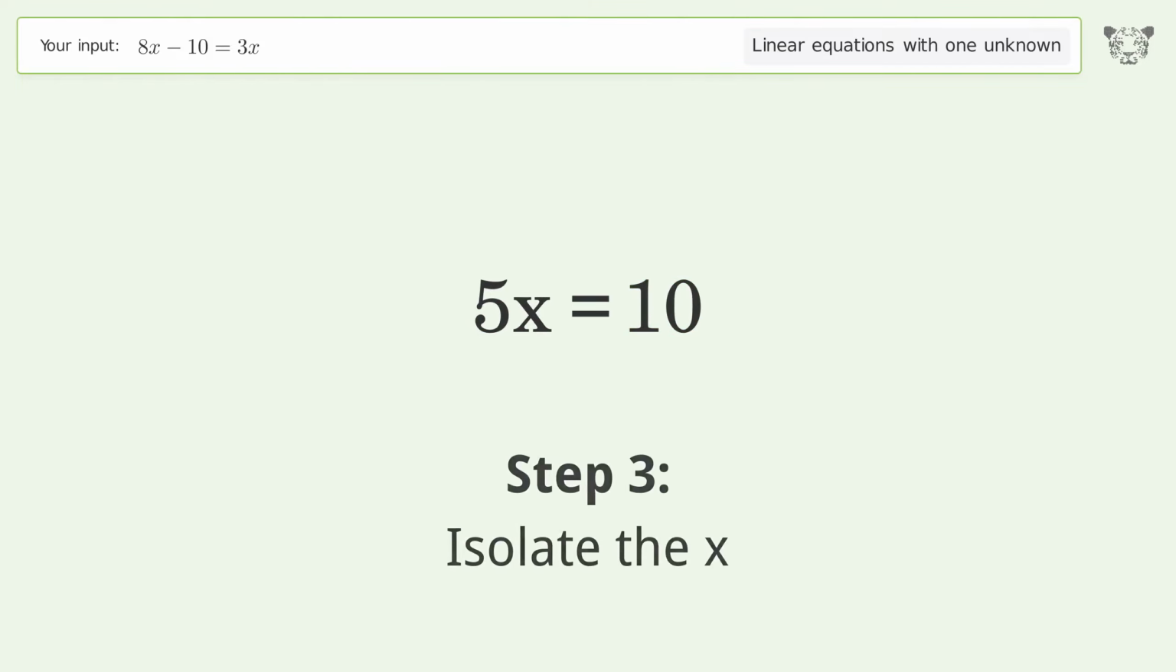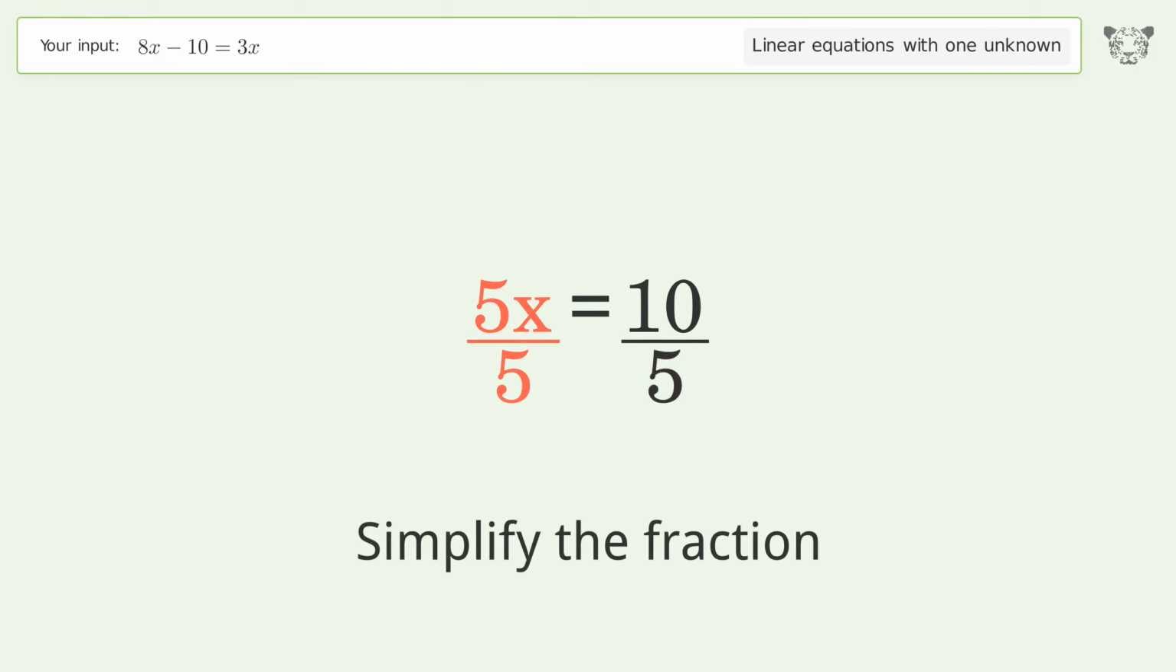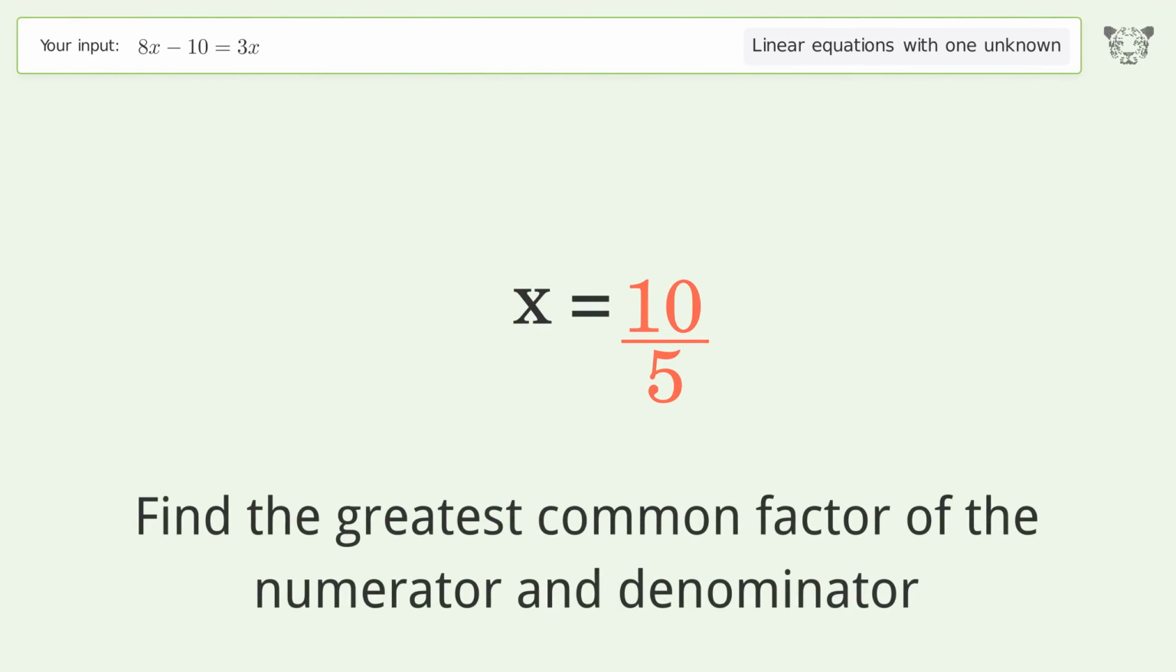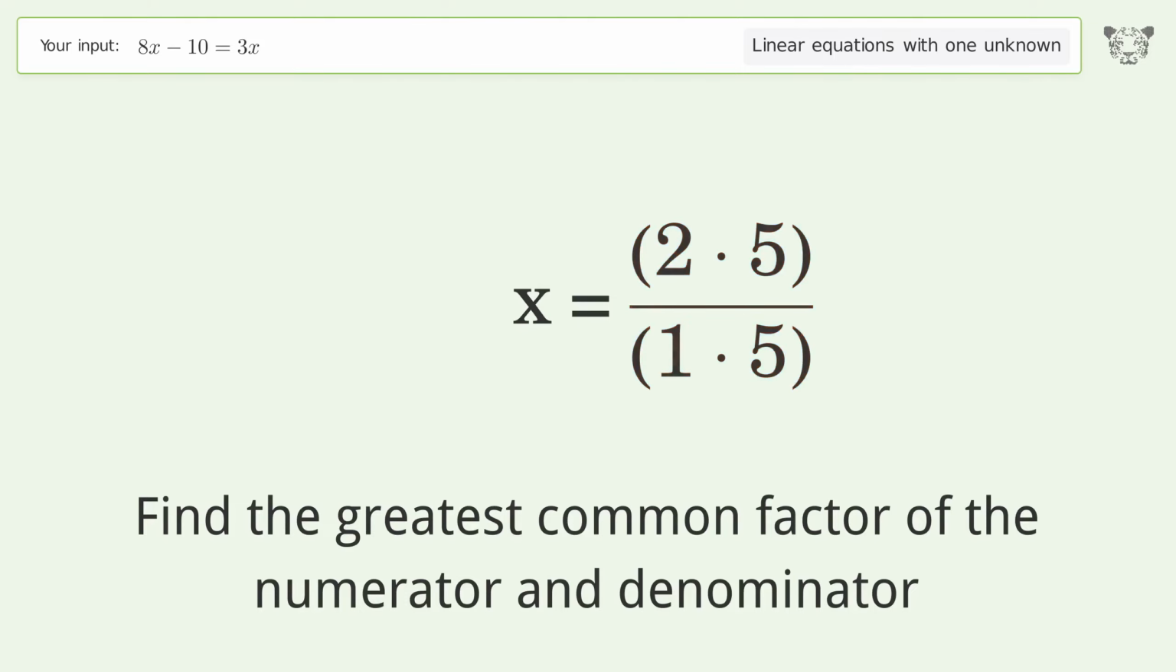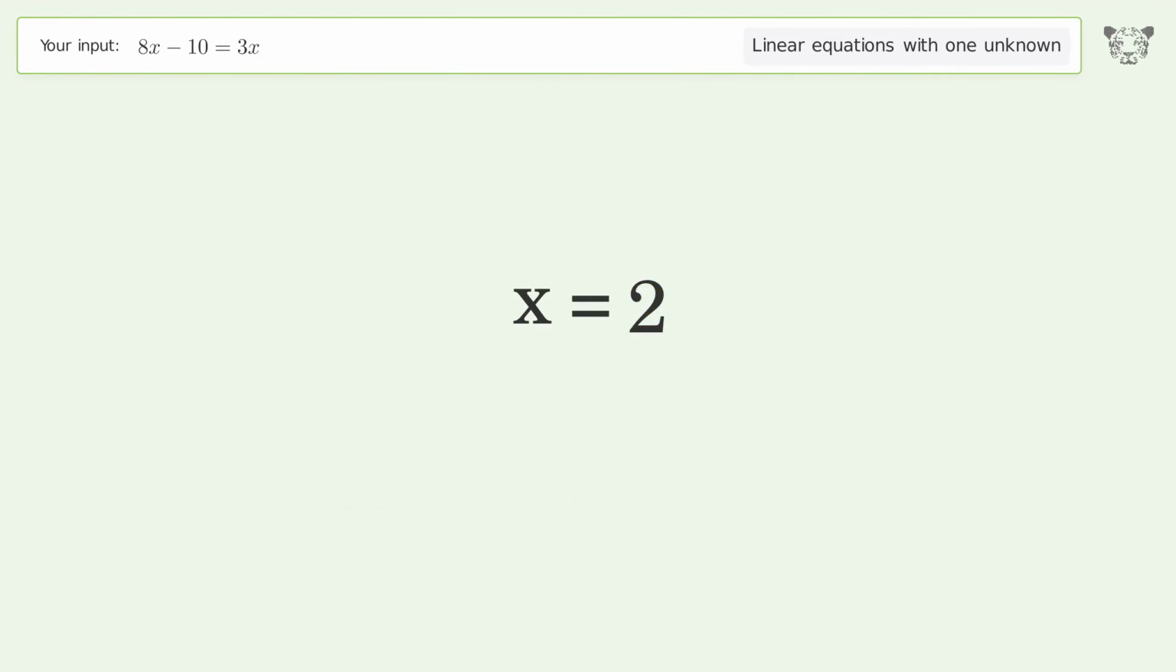Isolate the x. Divide both sides by 5. Simplify the fraction. Find the greatest common factor of the numerator and denominator. Factor out and cancel the greatest common factor. And so the final result is x equals 2.